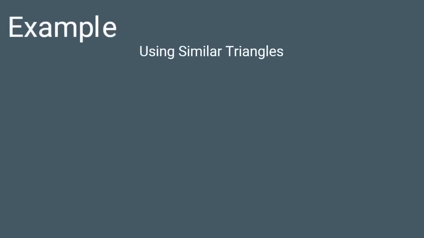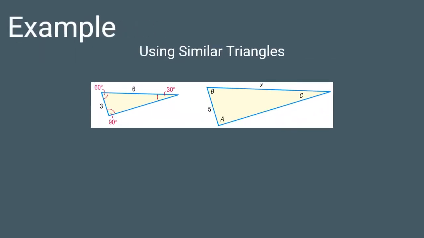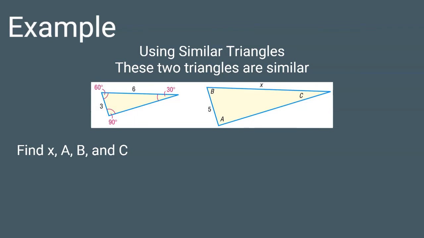Let's do one final example of similar triangles. In this example, we have two triangles. We are given that these two triangles are similar. And what we're asked is to find the missing length x and the missing angles A, B, and C. From the definition of similar triangles, we know that all of the angles are going to be equal. Since A is in that same location as the 90-degree angle, we know A equals 90. The same goes for B, so B equals 60. And finally, C equals 30.